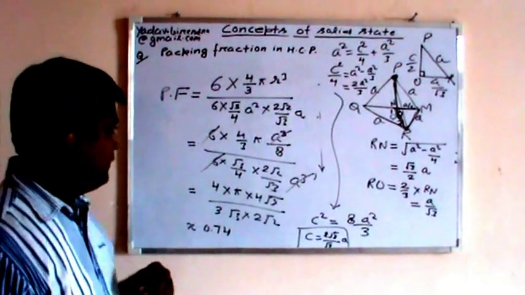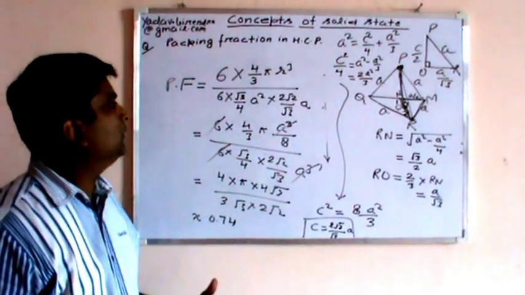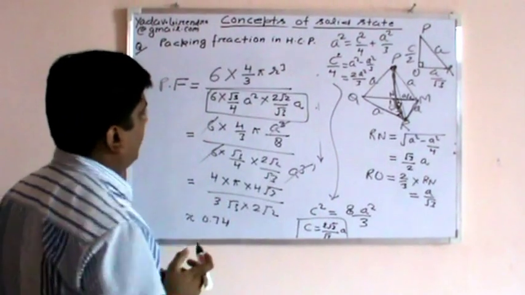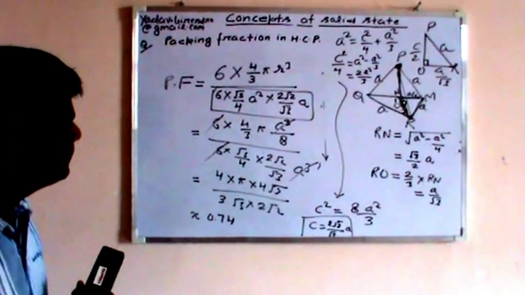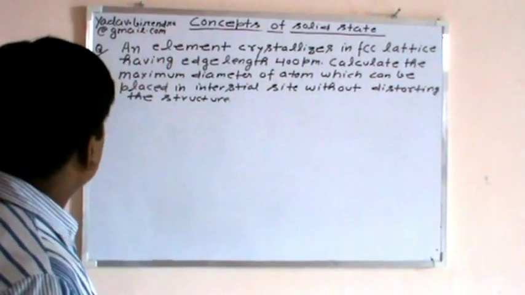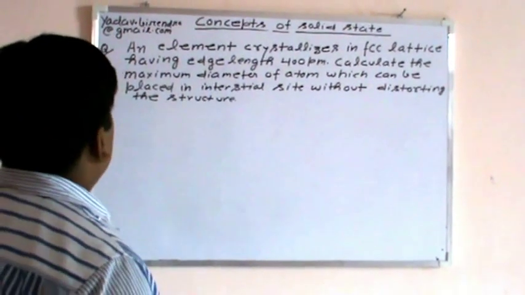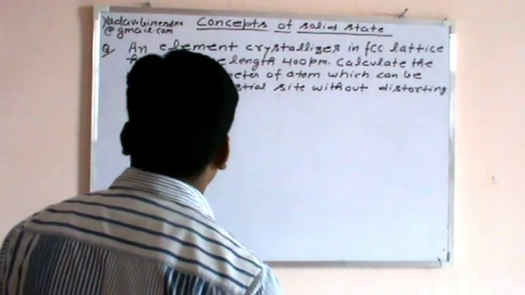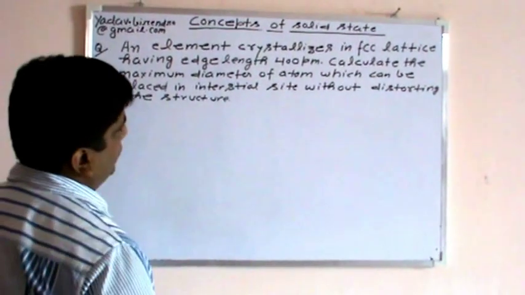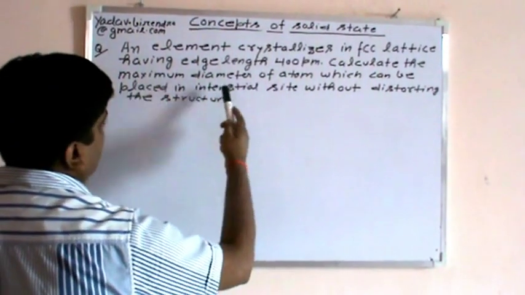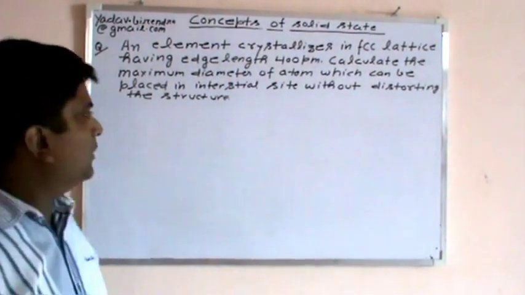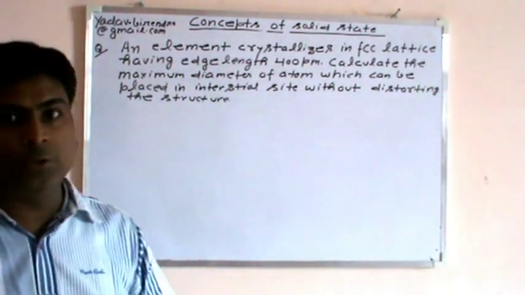And keep in mind, if we are asked to calculate the volume of the unit cell, this will be the volume of the HCP unit cell. Now I will take another question. The question says an element crystallizes in FCC lattice having edge length of 400 picometer. Calculate the maximum diameter of atom which can be placed in interstitial site without distorting the structure. Actually the question is of IIT JEE 2005 exam.